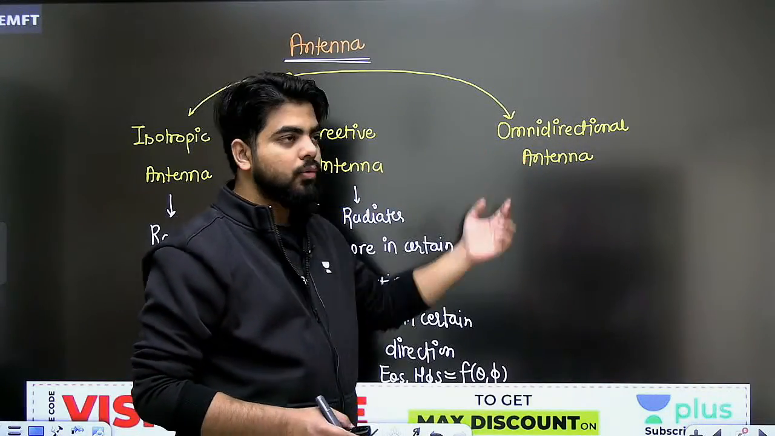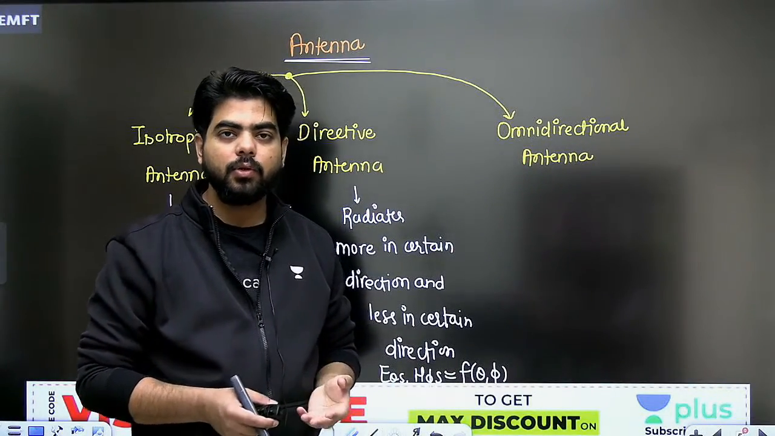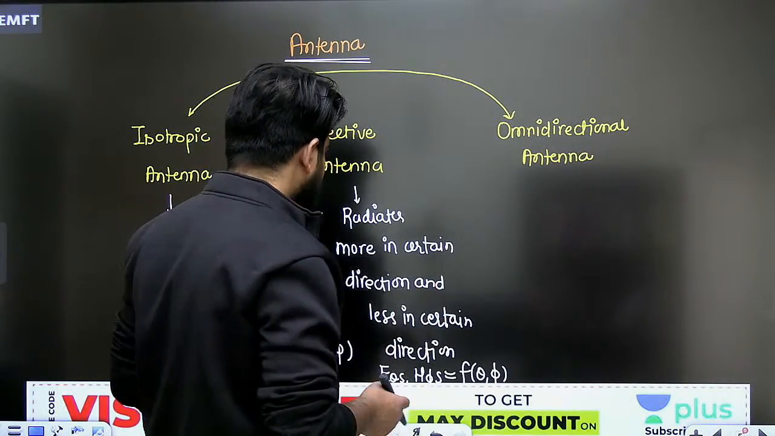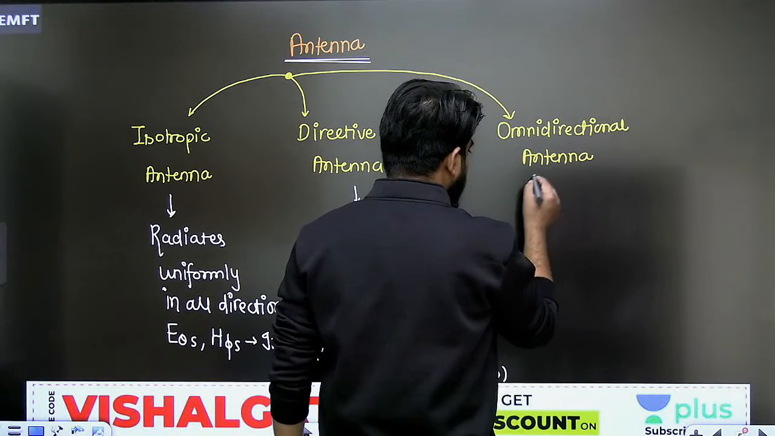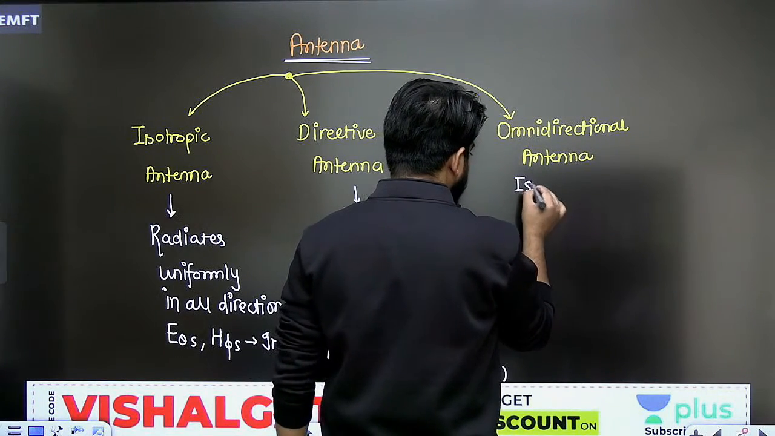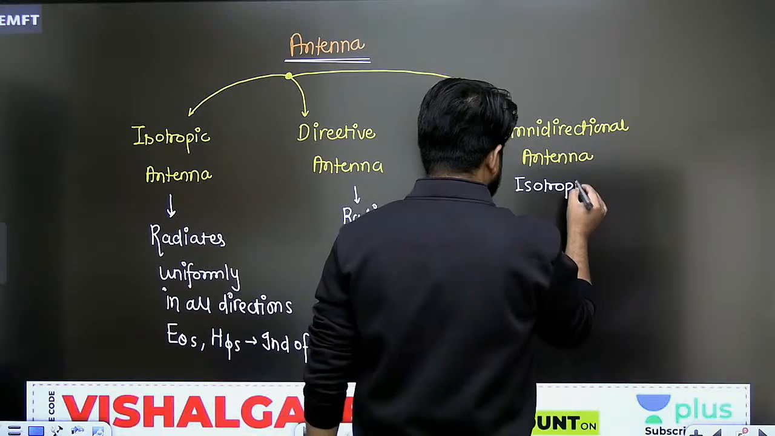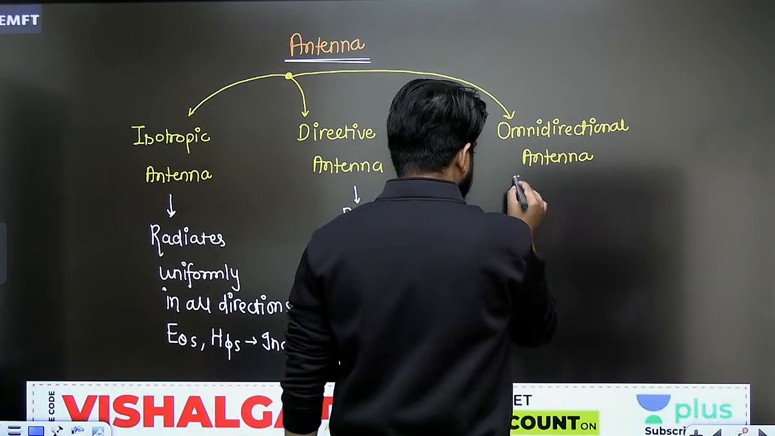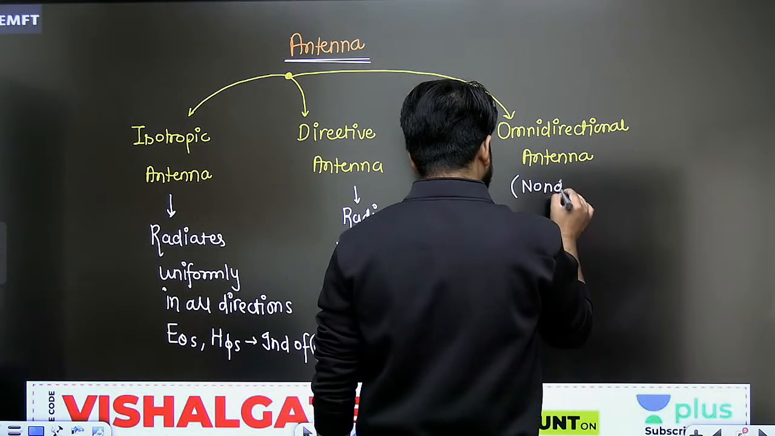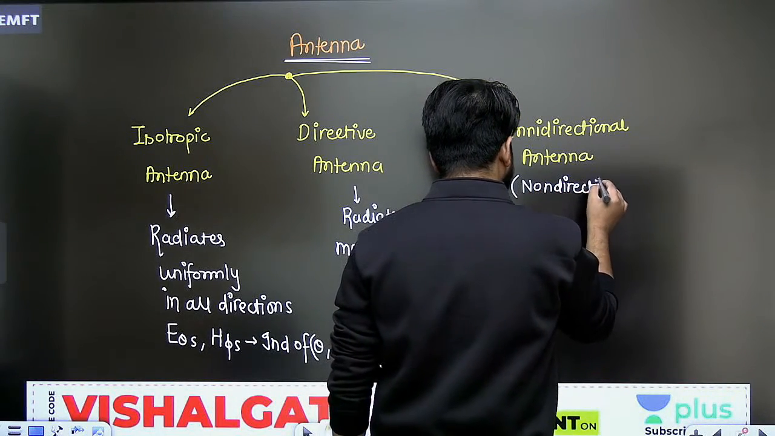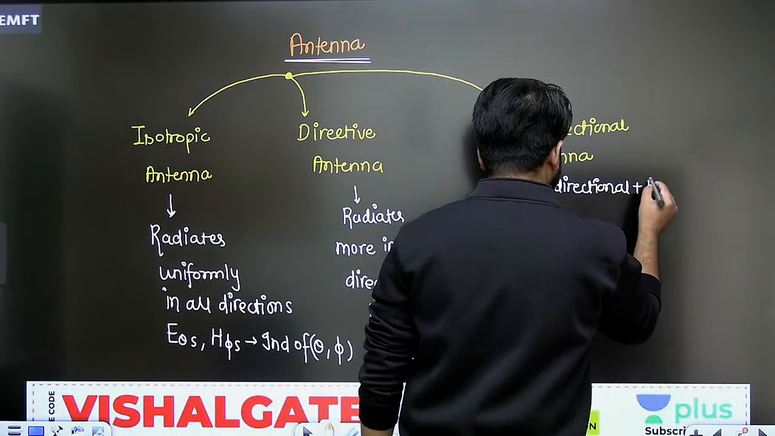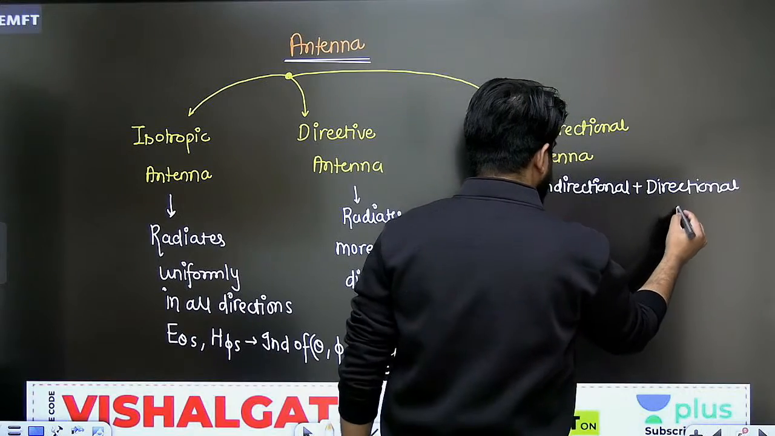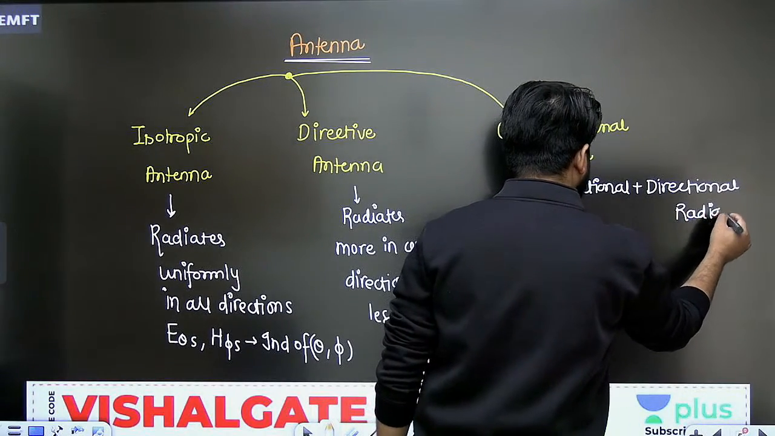There is one confusing term, omnidirectional antenna, which is generally associated with the isotropic antenna, but there is a difference between the omnidirectional antenna and the isotropic antenna. What is the basic difference? Let us try to understand. This omnidirectional antenna is a combination of, or maybe you should say, directional plus non-directional radiation. It is wrong to say isotropic. It is a combination of non-directional plus directional radiation. How do we define it? Let me give you the idea.